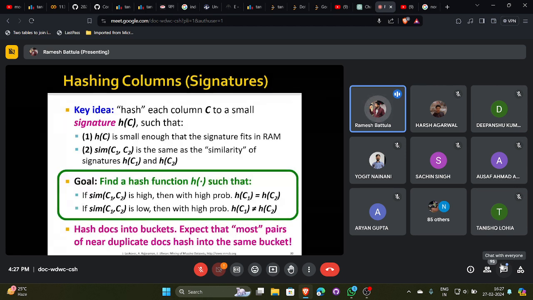Our goal is to find a hash function such that if the similarity of C1 and C2 is high, then with high probability H of C1 is equal to H of C2. If the similarity of C1 and C2 is low, then with high probability H of C1 is not equal to H of C2.